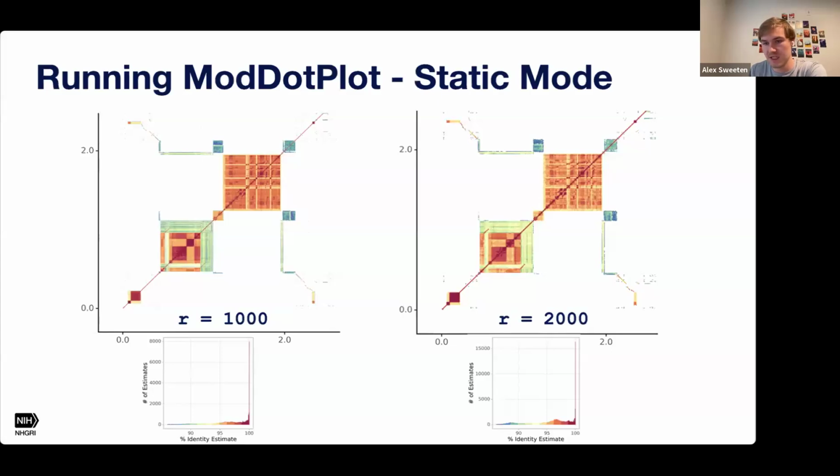Maybe the identity is more accurate in the 2,000, but regardless, you're going to get the same level of information. The main difference between using a higher resolution is in your histogram, where the histogram profile looks the same. But if you take a look at the number of estimates, you can see that it maxes out at 8,000 for your lower resolution, and for higher resolution, it maxes out at 16,000, indicating that you're using more windows to compare against.